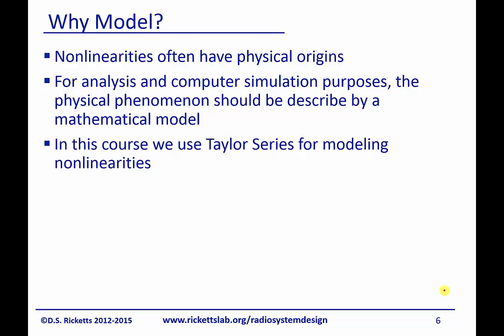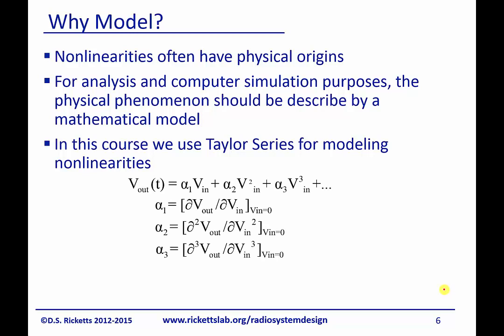So in this course and almost everywhere, we use a Taylor series for modeling nonlinearities. And you probably remember this. We write the output in terms of the inputs, right? And they have these coefficients alpha 1, alpha 2, alpha 3, where they're given here. And if you recall from math class, they're just the first partial derivative, second, and third. That we usually all remember.